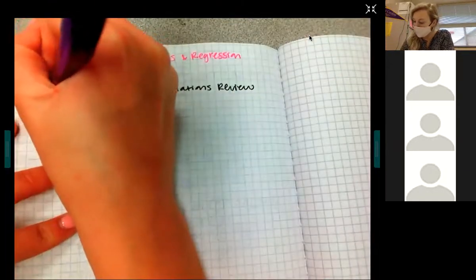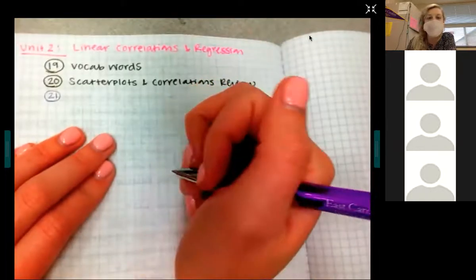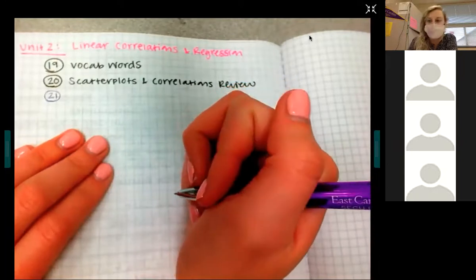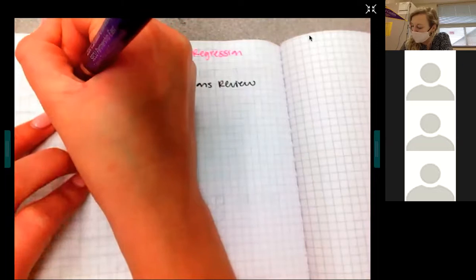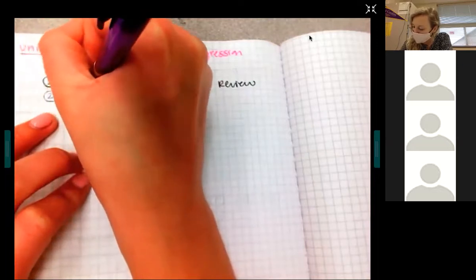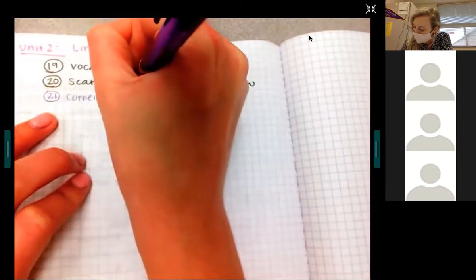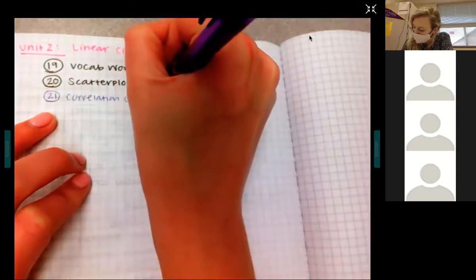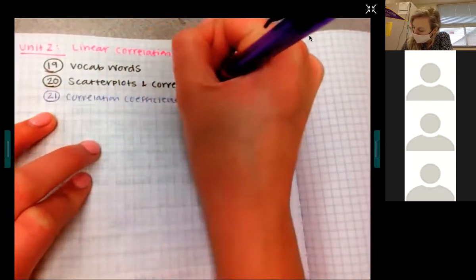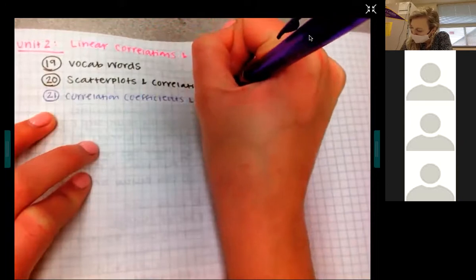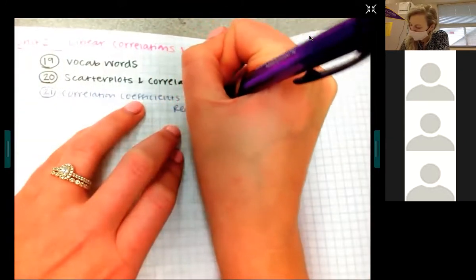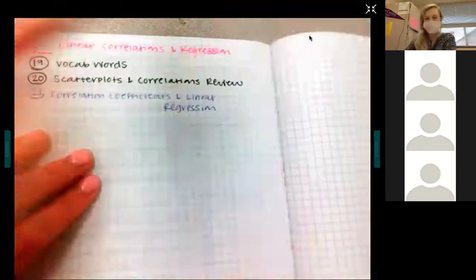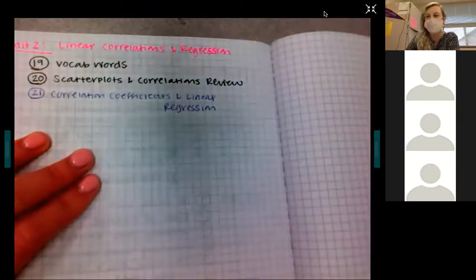So today, page 21, I did print off the notes. If you do not have a printer, I will go through like I did yesterday and tell you what you need to write in your notebook, okay? But today we're talking about correlations. And I'm gonna call it correlation coefficients and linear regression. So I'm gonna pause and give y'all a second to copy that.